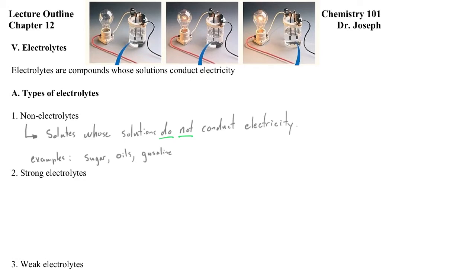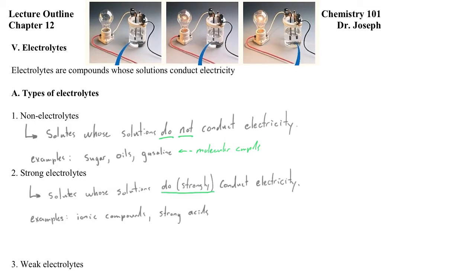Non-electrolytes are solutes whose solutions do not conduct electricity. So when we take one of these substances and we dissolve it in water, and we test whether or not we can pass current through it, we get a situation where no current is passed through. That would be like this light bulb example up here. Examples of non-electrolytes include sugars, oils, and gasoline. These are examples of molecular compounds, and it turns out most molecular compounds do not conduct electricity when they're dissolved in water, and so therefore we classify them as non-electrolytes.